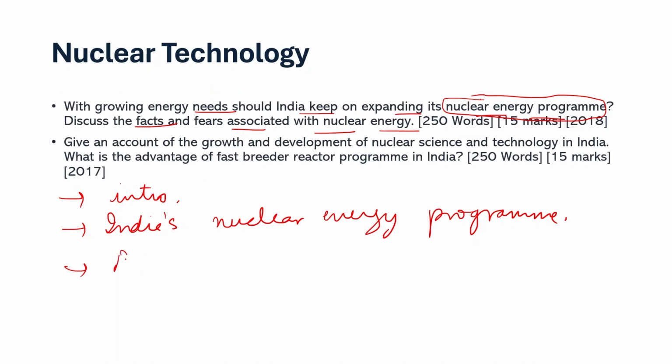Then you write about benefits because of this program, which are the facts. Facts are the benefits. Then concerns related to these programs will be the fears. They are asking about benefits and concerns. The words they are using are facts and fears, but what they mean is benefits and concerns.